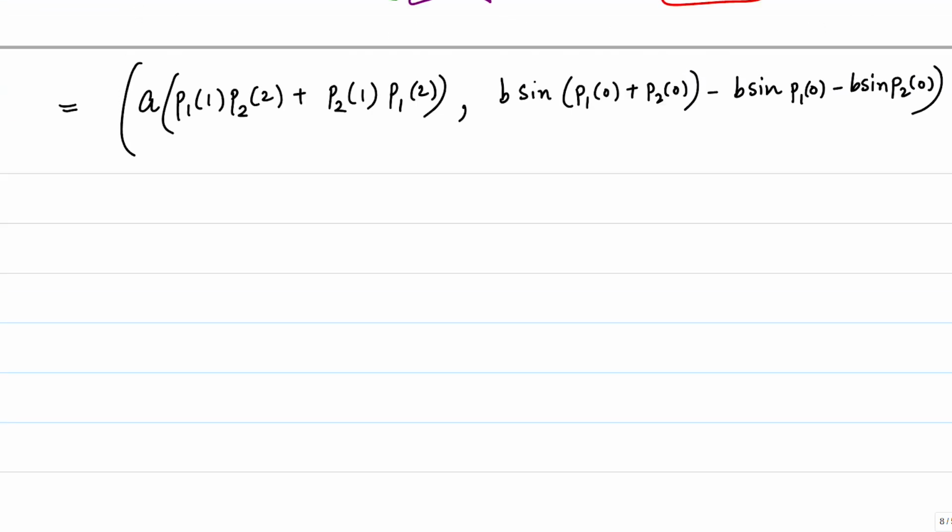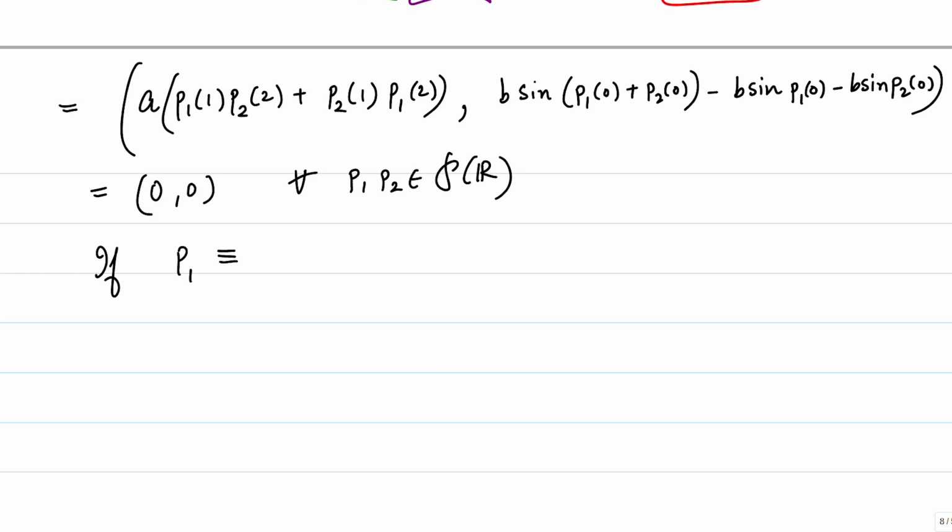Our demand was that this is equal to 0 for all choices of P1 and P2. So this should be equal to 0, 0 for all P1, P2 in P of R. Only if this happens will T be a linear transformation. But notice, if, for example, let's pick P1 to be the polynomial identically equal to pi by 2 and P2 of x to be identically equal to minus pi by 4.